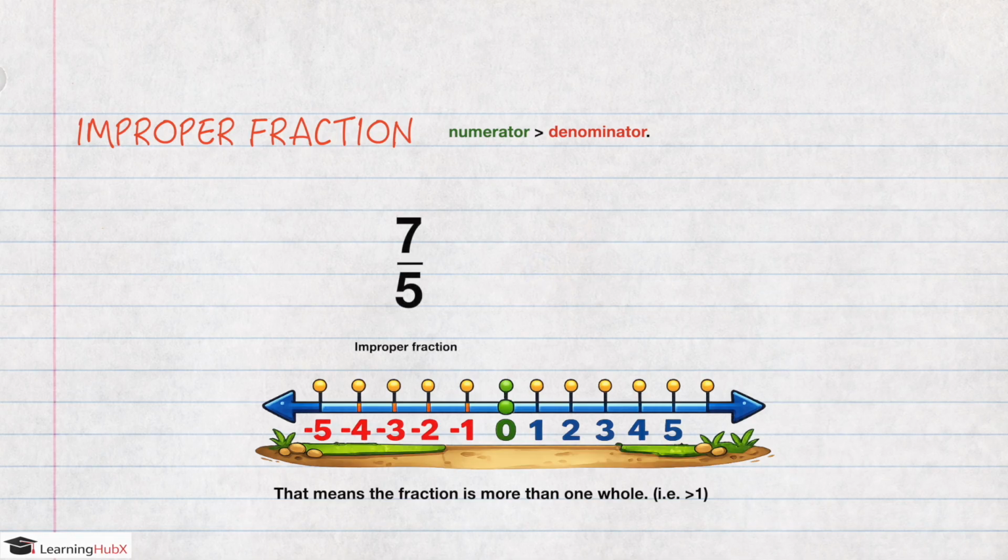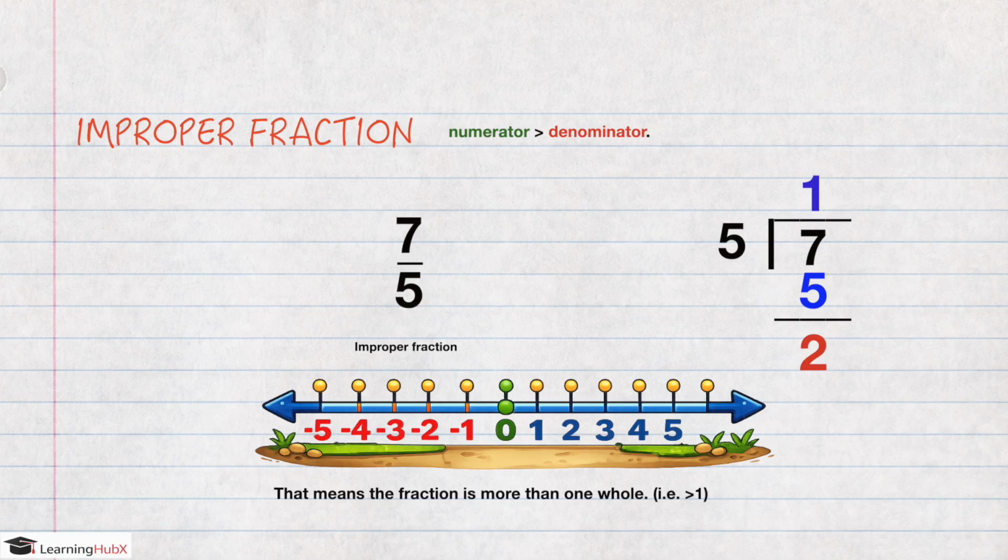Now let's try 7 over 5. First, compare the numerator and the denominator. 7 is greater than 5. That means this is an improper fraction, so it must be greater than 1. To convert an improper fraction into a mixed number, we divide the numerator by the denominator. 5 times 1 equals 5. 7 minus 5 equals 2. So the remainder is 2.